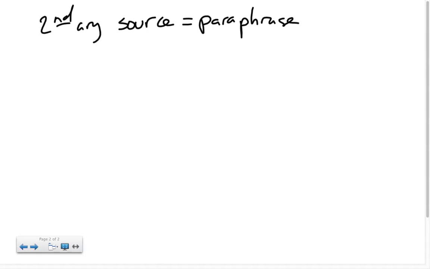Okay? What you want to do in that situation is reword that. Put it in your own words. A good suggestion for doing that is to get the information, take the note, and then write it without looking at it.